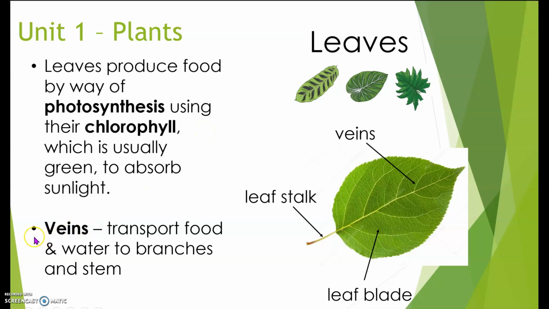Okay? Next, veins transport food and water to branches and stems. Let's see first the parts of the veins or of the leaf. Everybody repeat after me. Veins. Very good. So the veins, as you can see in the leaf example, are the white lines. That's what you call veins. So it says that the veins is the one transporting or bringing the water and the food to its branches. It's bringing food and water.